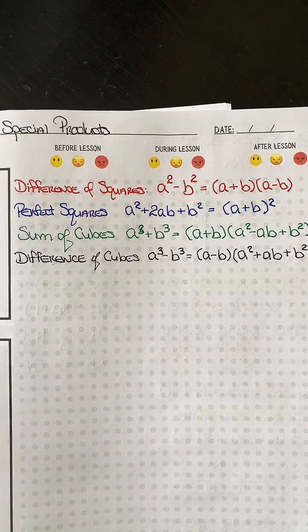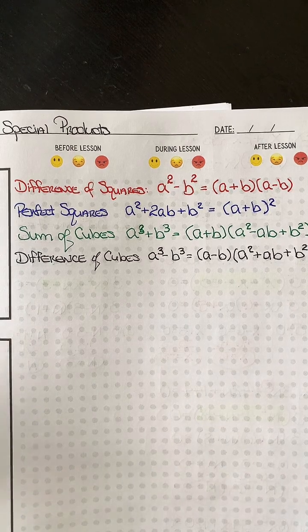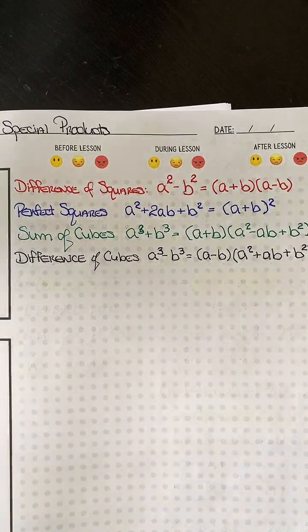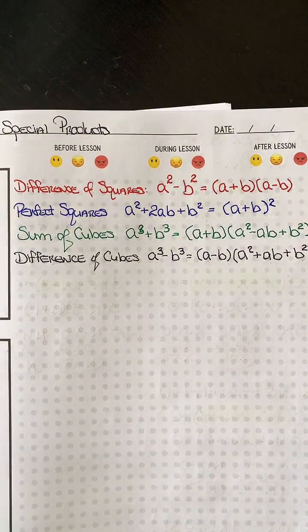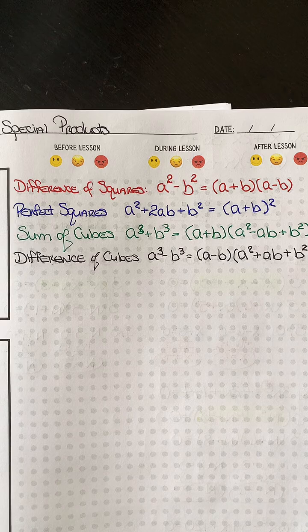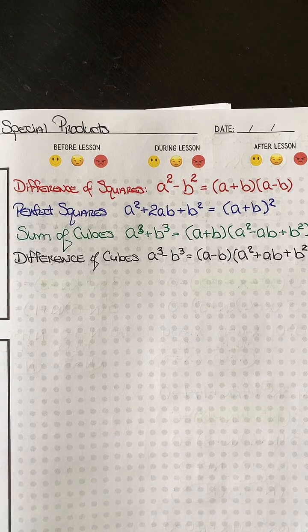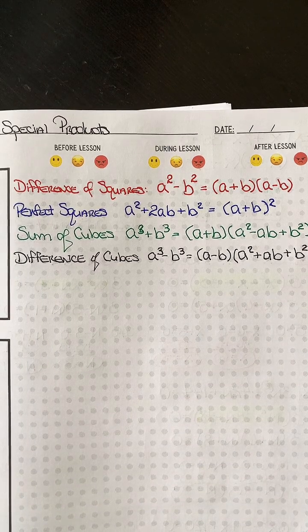So those special products that we have when you're factoring, you have your difference of squares, which we'll see in a couple of examples. We also have the perfect squares, the sum of cubes, and the difference of cubes.